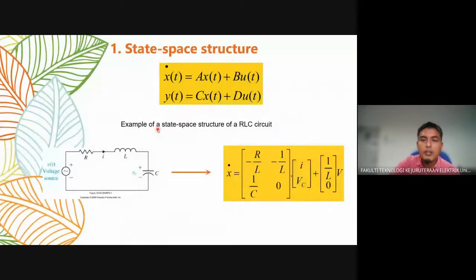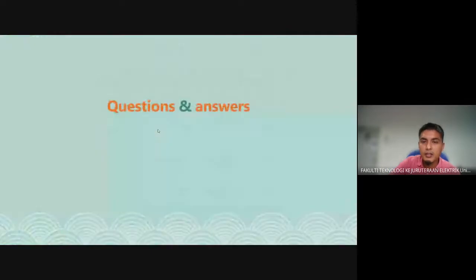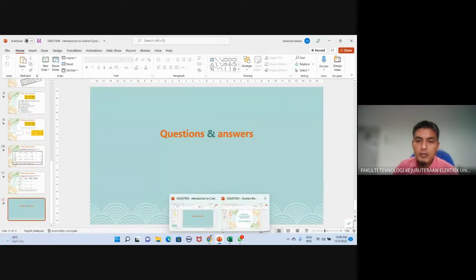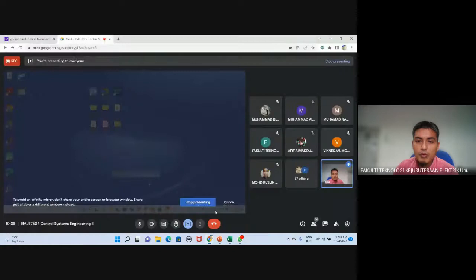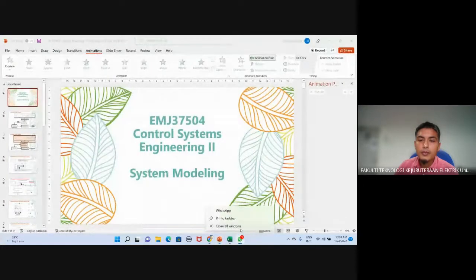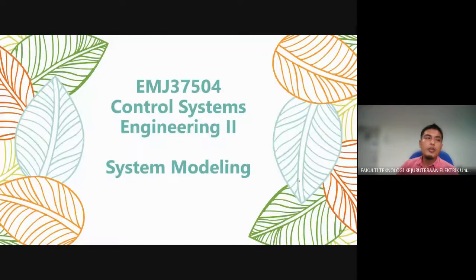This is an example of the state space equation, and these tables are really important. Now we proceed with today's topic, system modeling. I need to close this one because there are so many things here. We go to the second part.